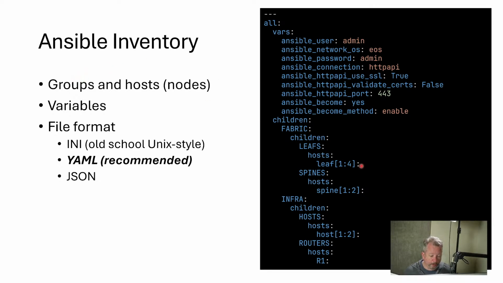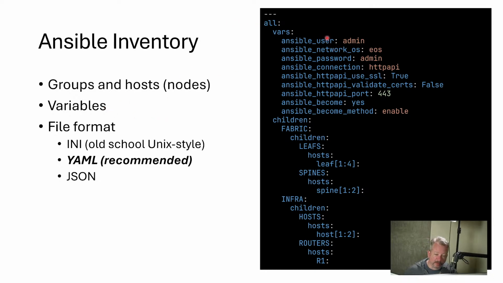So there's groups. For example, here we have hosts leaf 1 through 4. We group them into a group called leafs. And then we can have subgroups, like leafs and spines are a part of a subgroup called fabric. And they're all under the group called all.